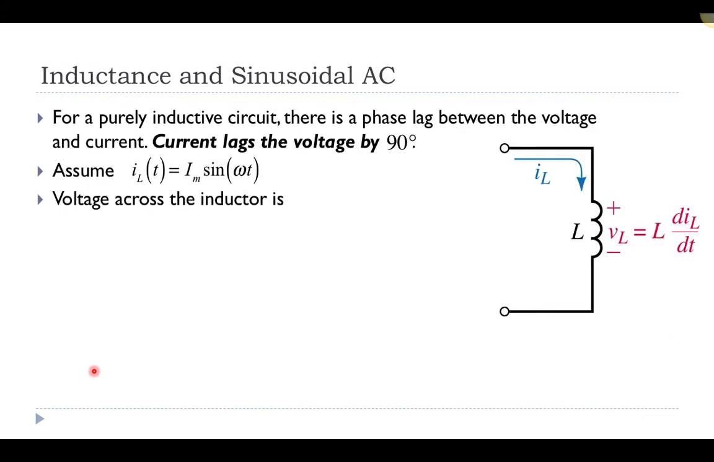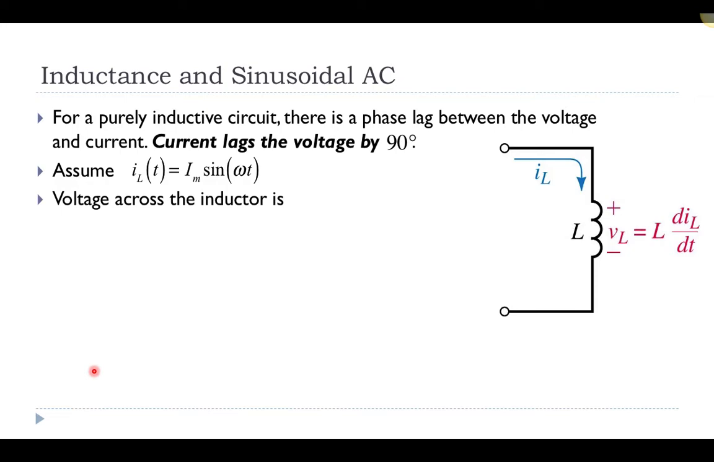Okay, so now what happens if you have an inductor in a circuit and it is purely inductive? You have a purely inductive component. So you have an AC source and just a single inductor in the circuit. It turns out that there's a phase lag between the voltage and the current, and the current lags the voltage by 90 degrees.